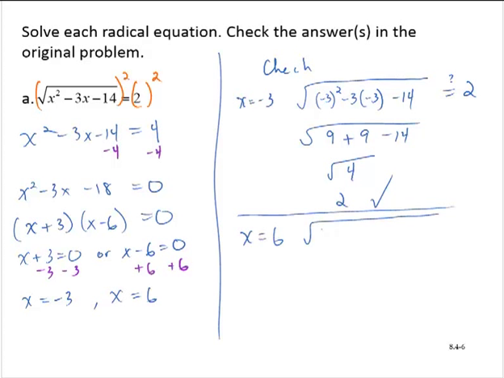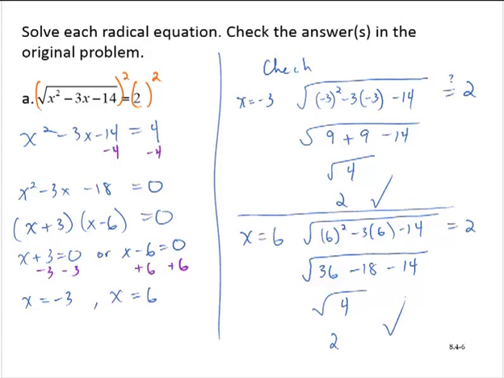Let's check x equals 6. The square root of 6 squared minus 3 times 6 minus 14. Is this equal to 2? So that's the square root of 36 minus 18 minus 14. 36 minus 18 is 18, and 18 minus 14 is 4, so I have the square root of 4, which is 2, and that checks out as well. And I'm confident in both solutions of the equation.